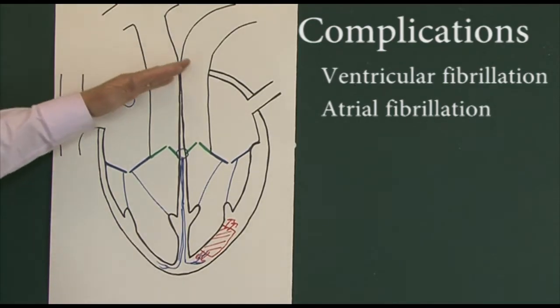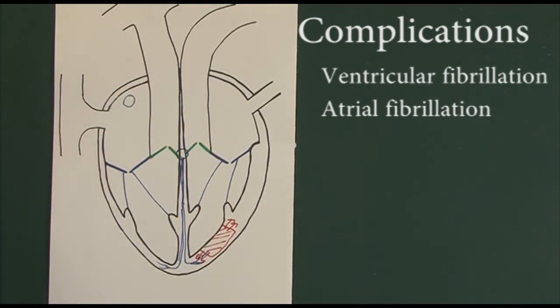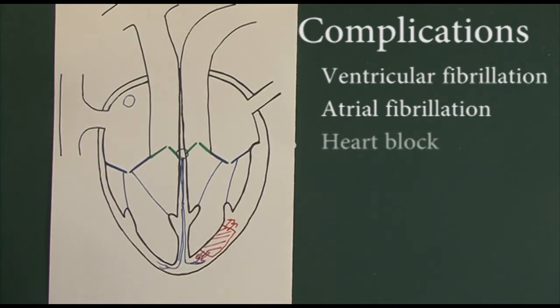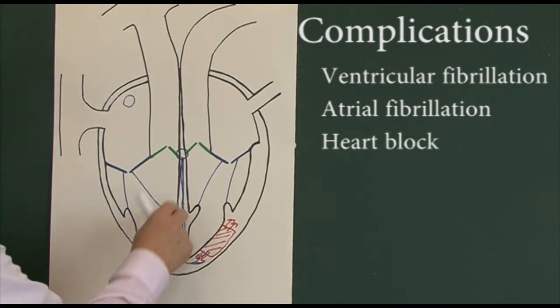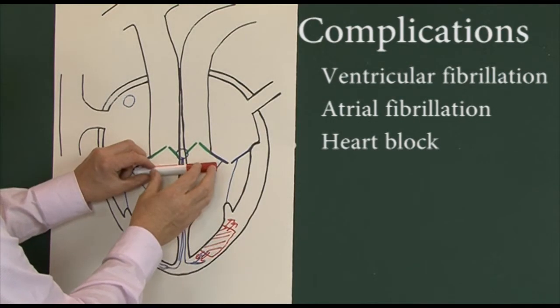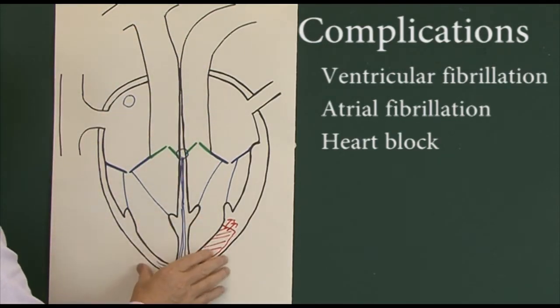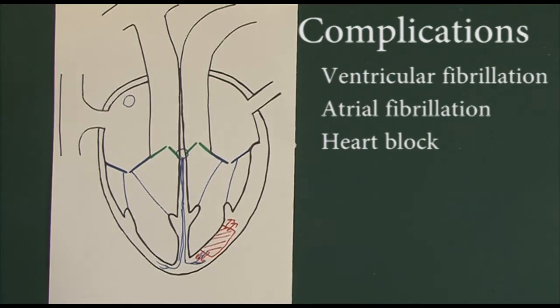Now, if this normal conducting mechanism is disrupted, for example by an infarct, then that can mean there's a degree of heart block. So if there was a disruption at this level, the impulse might come across here normally, but not be effectively transmitted down into the ventricles. There's a heart block. And this often gives rise to a bradycardia. The heart rate becomes slowed.